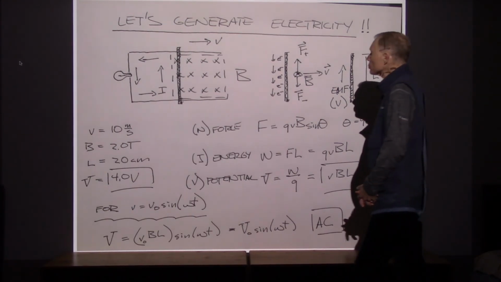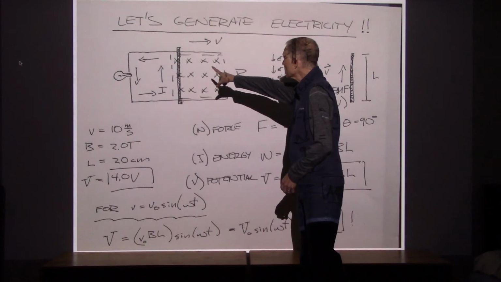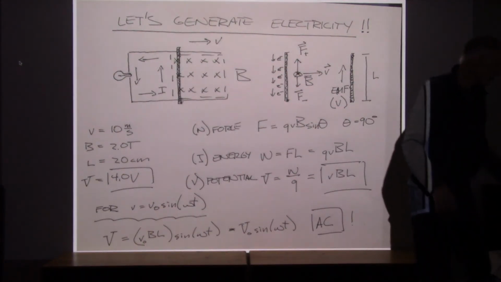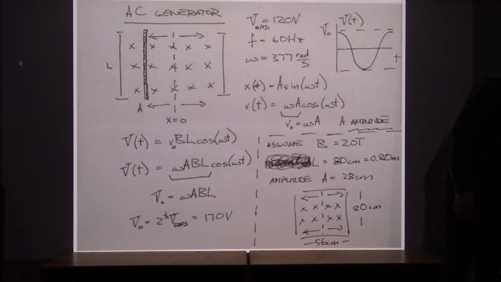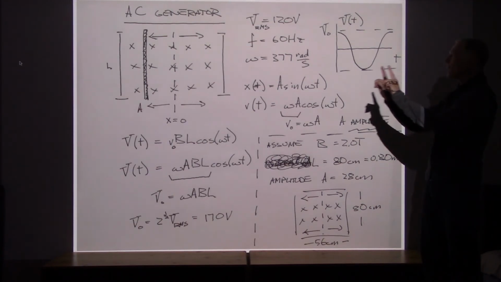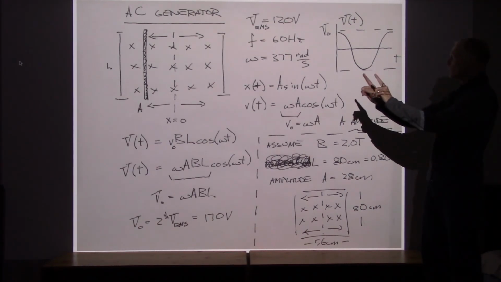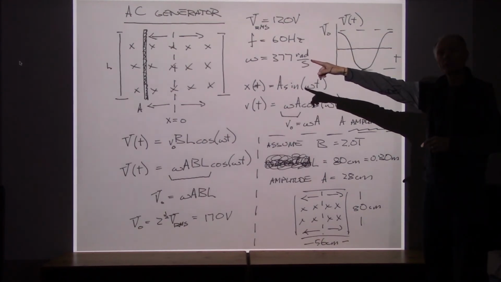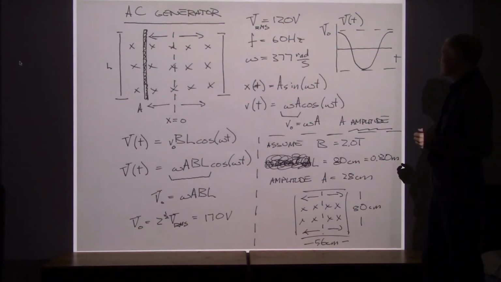We said the simplest way is just to have conducting materials moving through magnetic fields. Now we've looked at these examples, so I'm going to move on here. We said that we could move conductors back and forth in a magnetic field, and that would result in an AC generator. And that's it. It really is that simple.